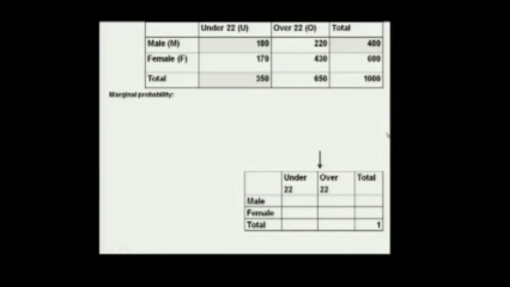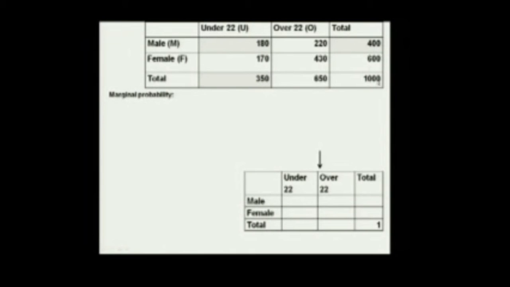So here is how we do it. Here is the original table, and here is the table that we are trying to reach. And notice something here. The total here is 1,000. That is because it's a total of observations or total of outcomes.